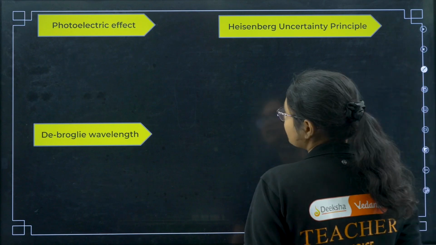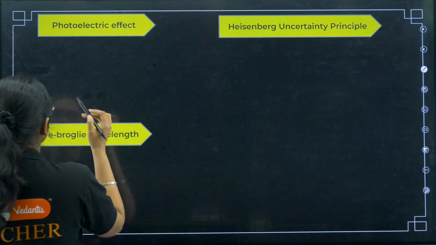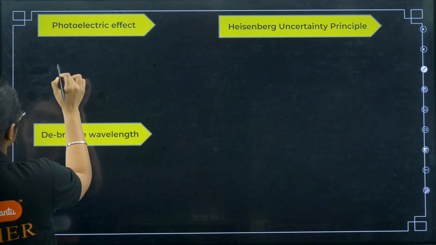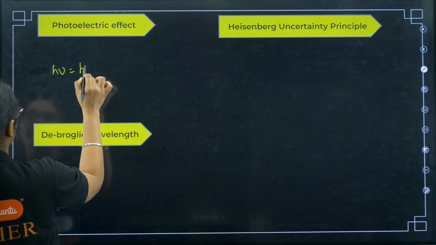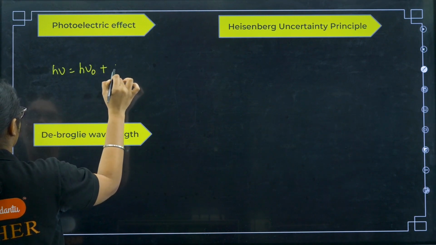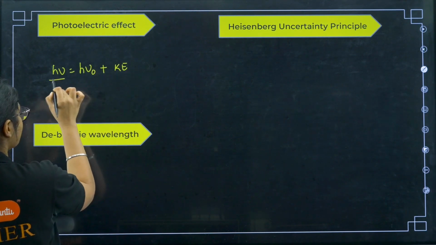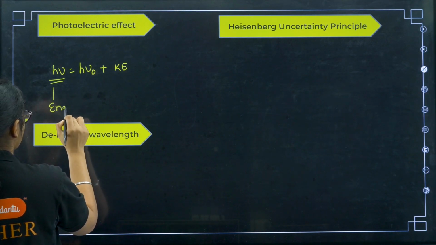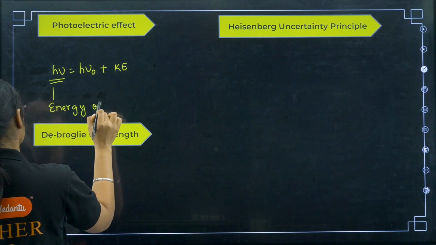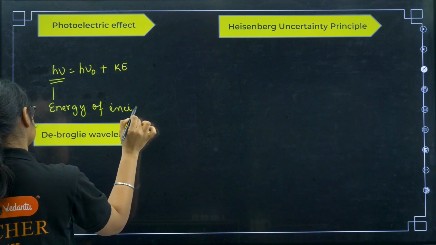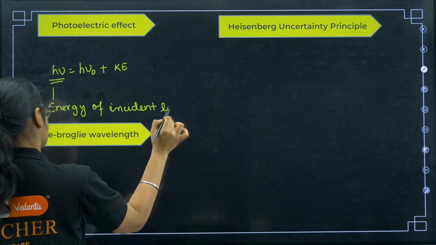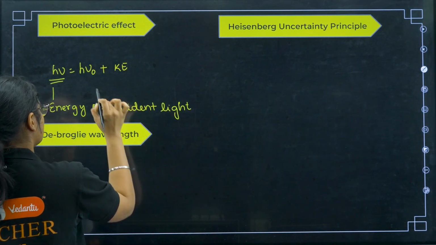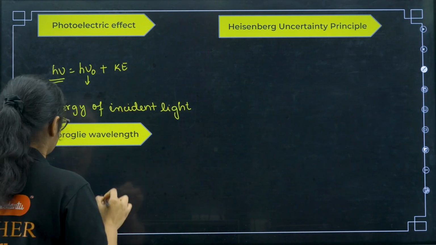Next we have the photoelectric effect. The photoelectric effect formula is h nu is equal to h nu 0 plus kinetic energy, where h nu is the energy of the incident light, and h nu 0 is your threshold energy.